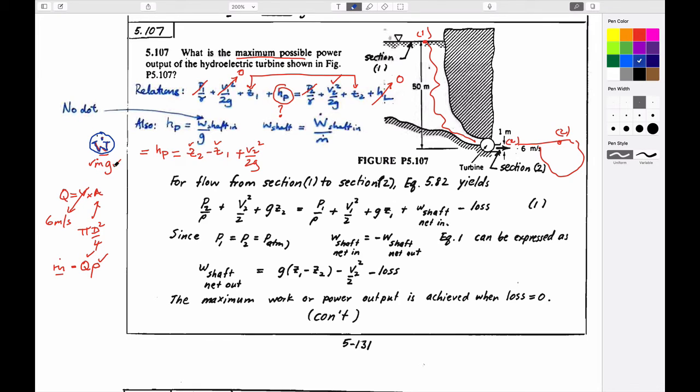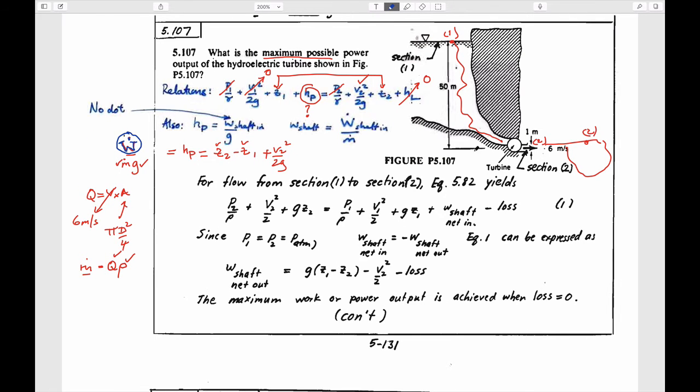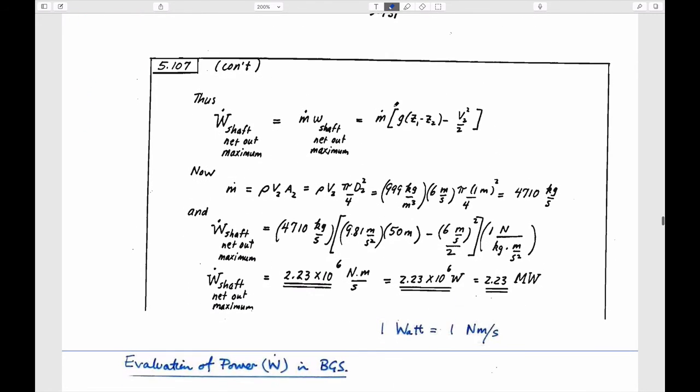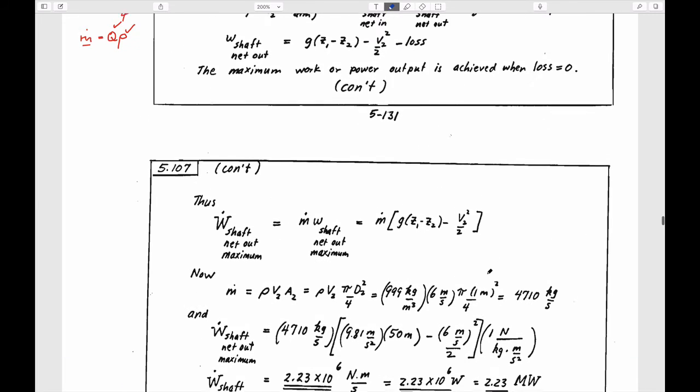Mass flow rate we know, gravity we know, everything on the right hand side. This is 6 meters a second. And if we do the calculations where we assume that there's no losses in the system, this term is 0. You can scroll down and the power you get out of the system is 2.23 megawatts. It doesn't matter what the power is, but you can calculate it.